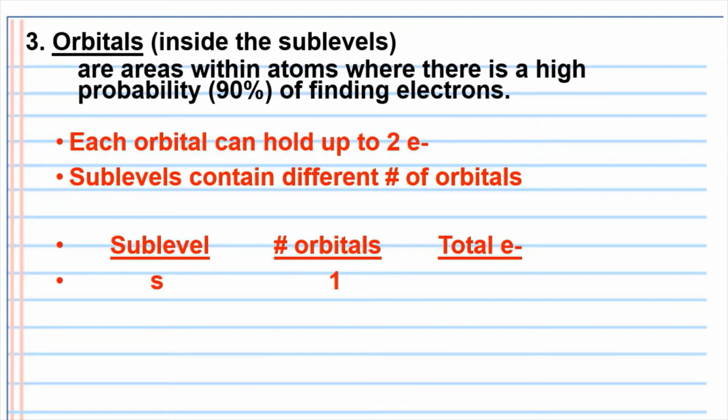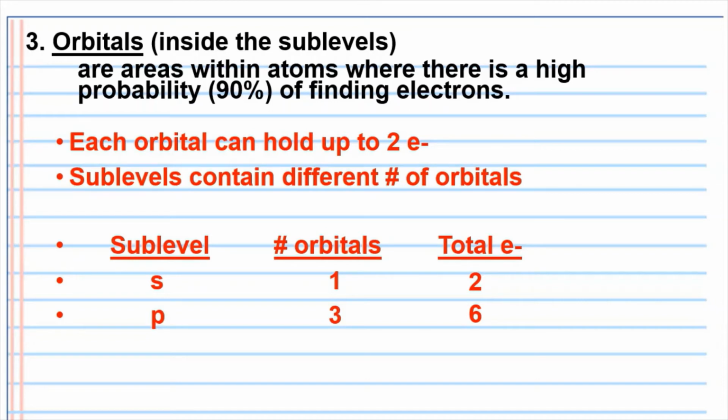So the S sublevel only has one orbital. And we just said that an orbital can hold up to 2 electrons, but no more. So the total electrons that can fit in an s orbital is going to be 2. Now the p sublevel has 3 orbitals. And if each of those orbitals can hold up to 2 electrons, the total it could hold would be 3 times 2, or 6. And again, there's a pattern forming, and you might notice it already.